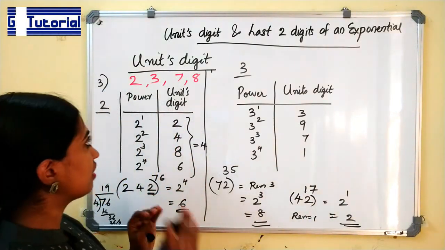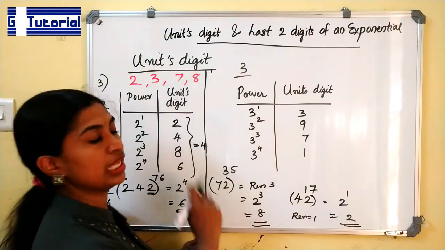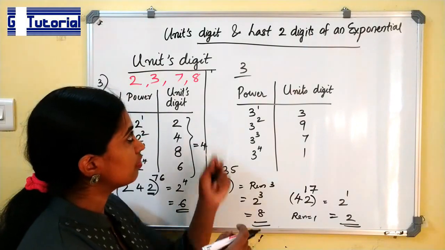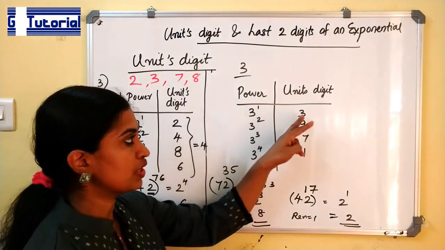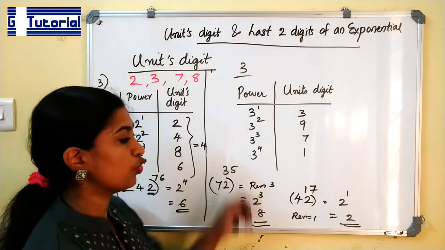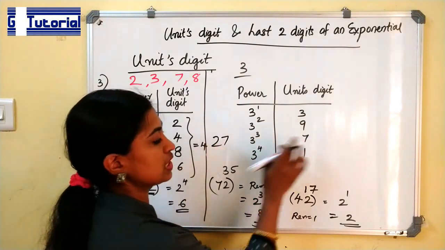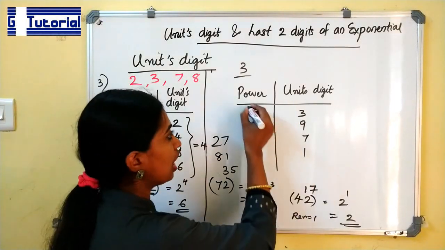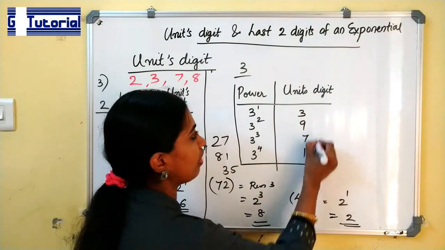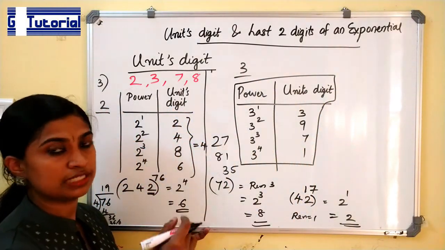Now I think you are clear with the case of 2. Next let us see the case of 3. For 3 also we have to follow this step. 3 raised to 1 is 3, 3 square is 9, 3 cube is 27. We need only just the units digit, so 7. 3 raised to 4 is 81, units digit is 1. According to this table, we are finding the answer for the unit digits of the exponential.